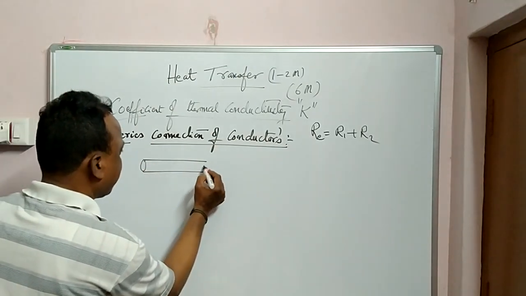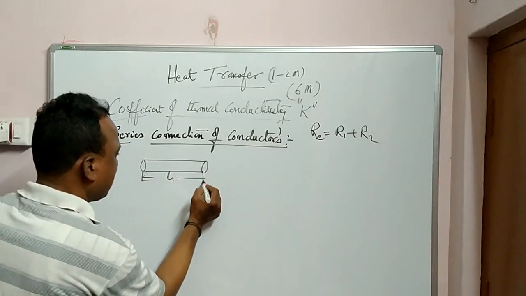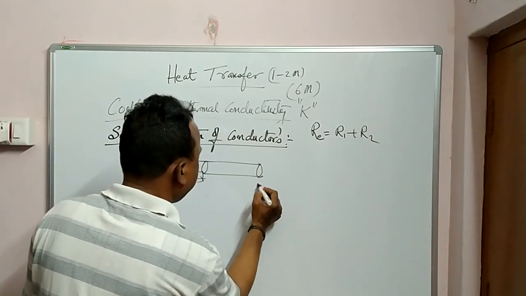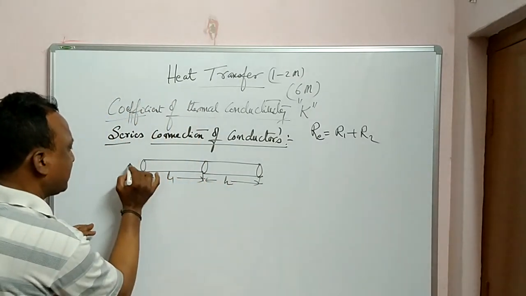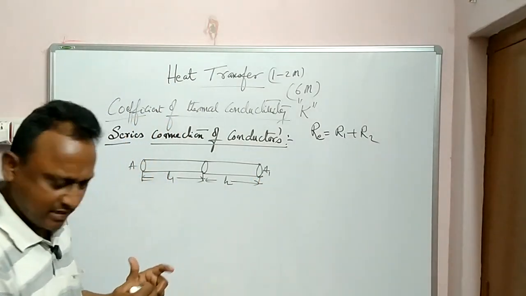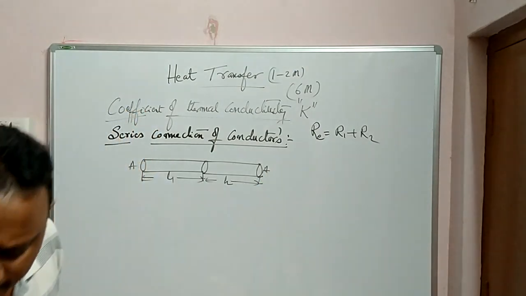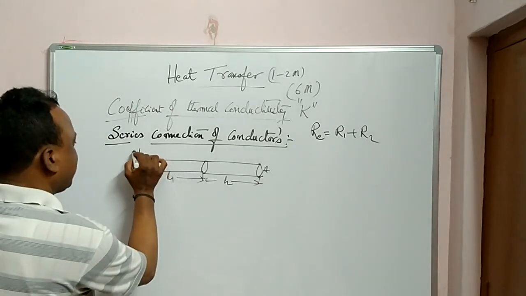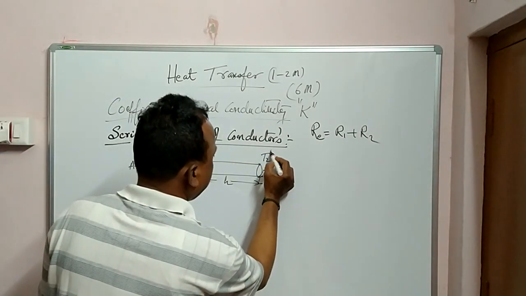For example, this is one conductor, length L1, and another conductor is connected to this one, length L2. In the first case, the area is the same, for example. Later on you can take a different area. First we take the same area of cross section for both, and lengths L1 and L2. Temperature: you can take this end as T1 degrees, and here T2 degrees Kelvin.